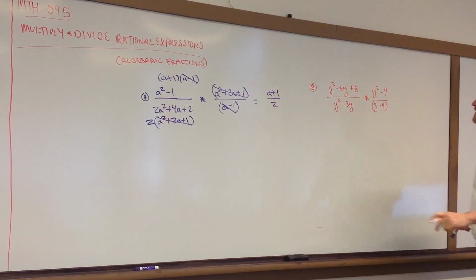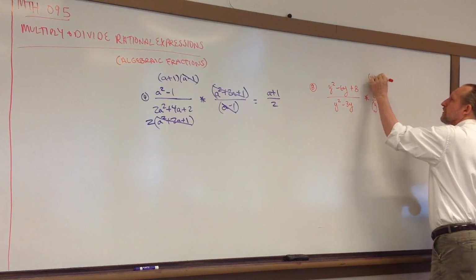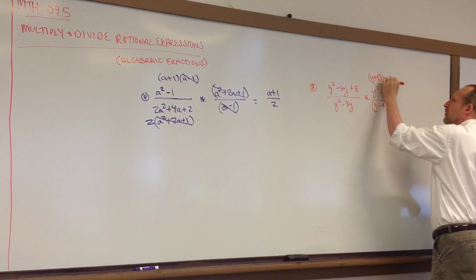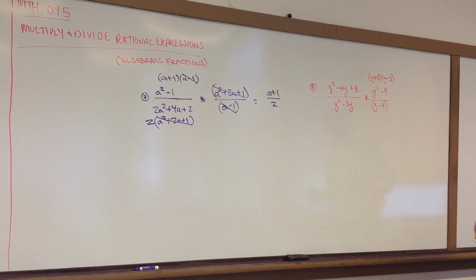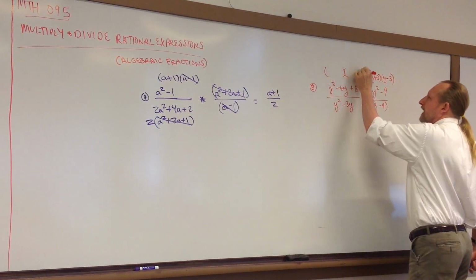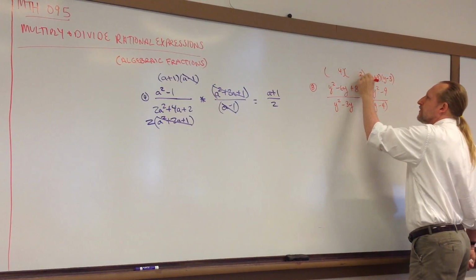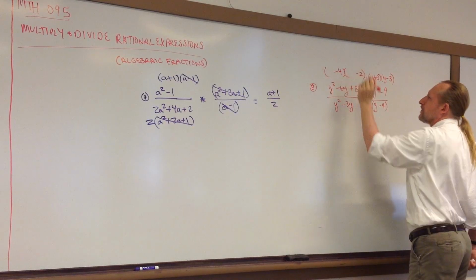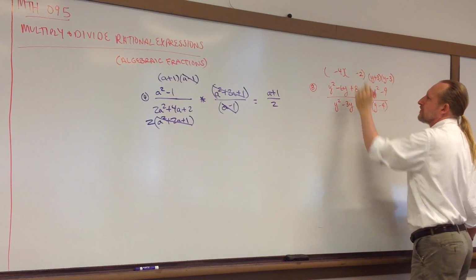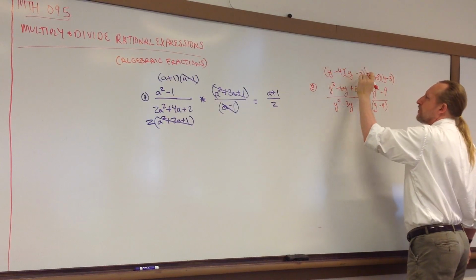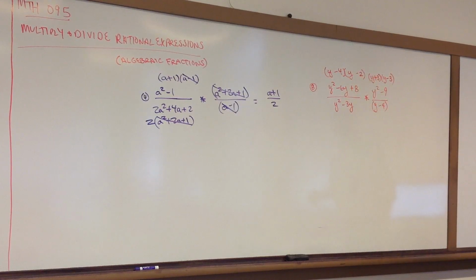In the numerator, there's a difference of squares, so this is y plus 3 times y minus 3. This one is a trinomial. Factors of 8 that add up to 6 are 4 and 2, and we want them both negative, so the negative 4 and negative 2 make negative 6. And the negative 4 times negative 2 make positive 8.